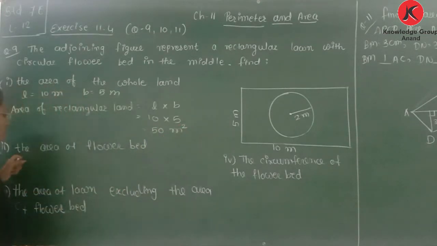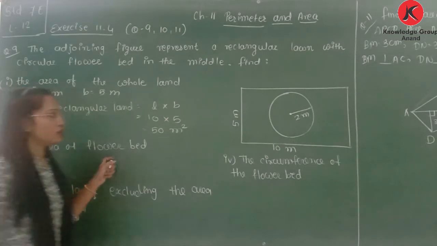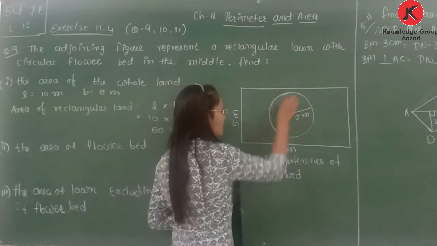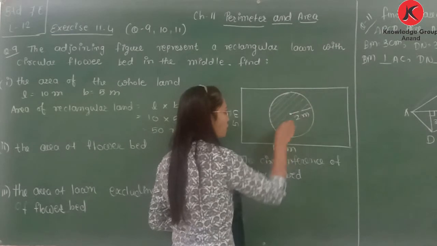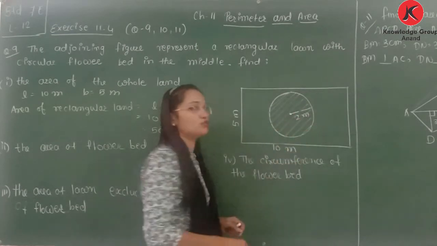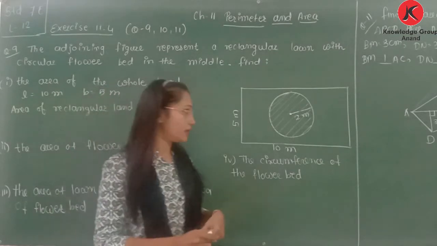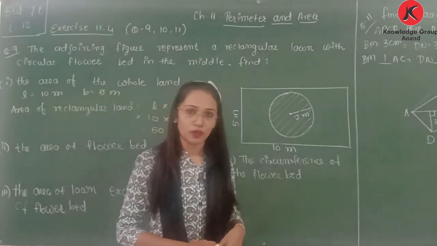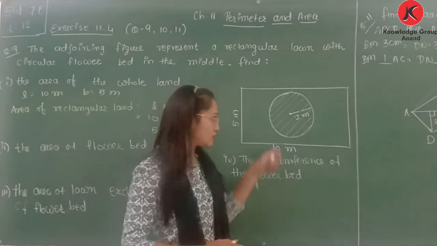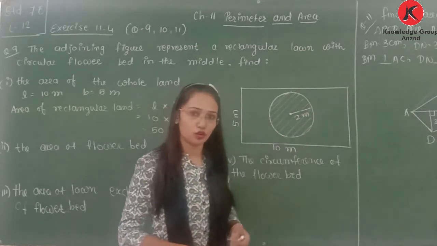Now the second question is the area of the flower bed. You need to find this area. What is the shape of this? It is a circle, which means you need to use the equation for the area of a circle. What is the equation for the area of a circle? It is pi r square. It means you need the radius. Is it given? Yes, the radius is given as 2 meters.